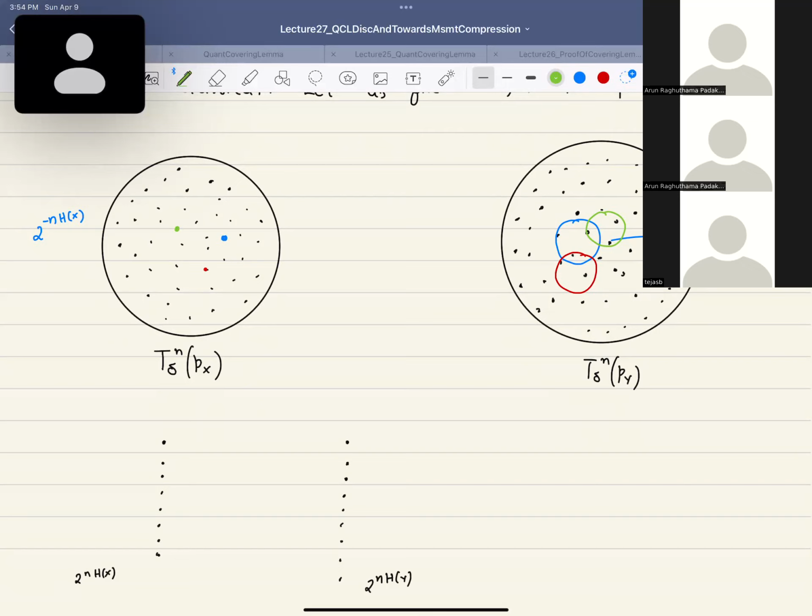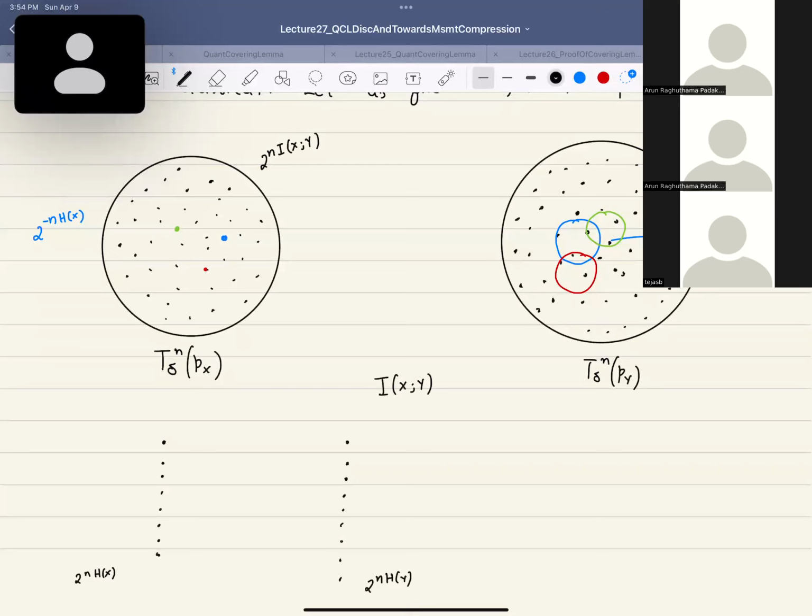Now, so there is this critical number, I of x colon y. And what happens if you pick slightly smaller than I of x colon y number of sequences? Then all the balls on the right are disjoint. So you just randomly pick 2 power n I of x colon y sequences on the left, and so it's a random collection, and with very high probability, extremely high probability, right?